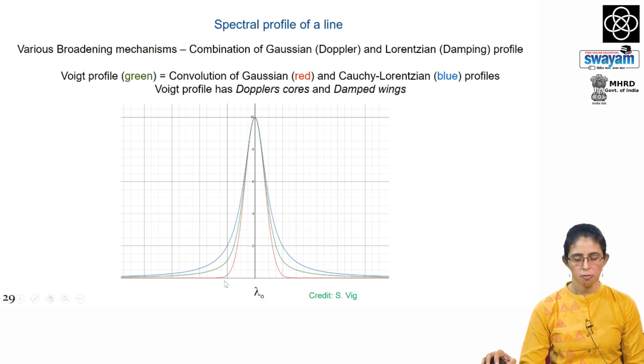From this figure, one can see the three profiles are shown. Here the red curve shows the Gaussian profile, the outermost blue shows the Cauchy-Lorentzian profile, and the Voigt profile is intermediate, shown in green. One can clearly see that the Voigt profile has Doppler core and wings coming from the Lorentzian profile. Therefore, the Voigt profile is said to have Doppler cores and damped wings.